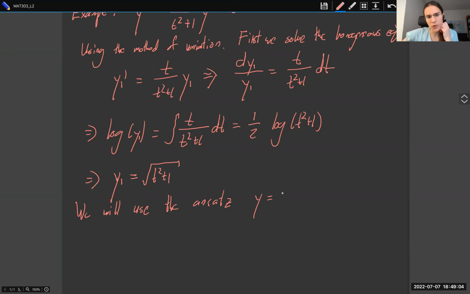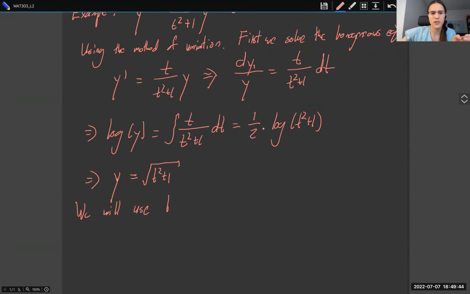y is equal to u y1, in other words, u square root t squared plus 1. I actually didn't have to put the y1 here. You know what? Let me undo that. I'll just erase the ones. It has been a long day.